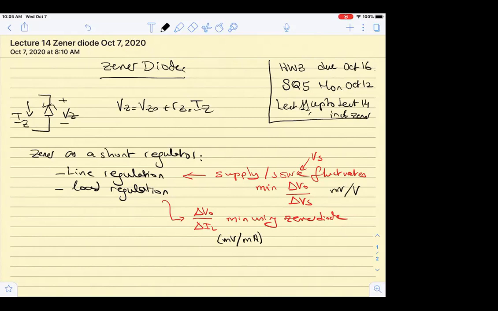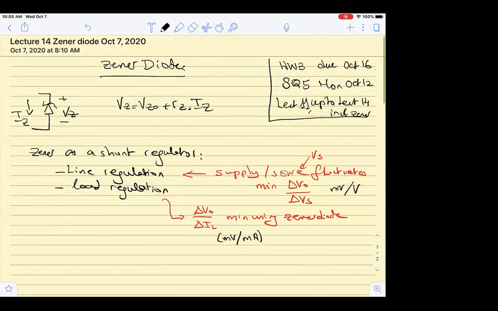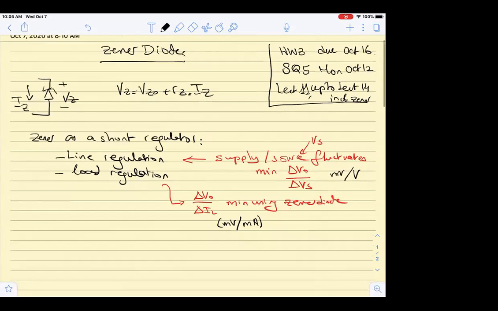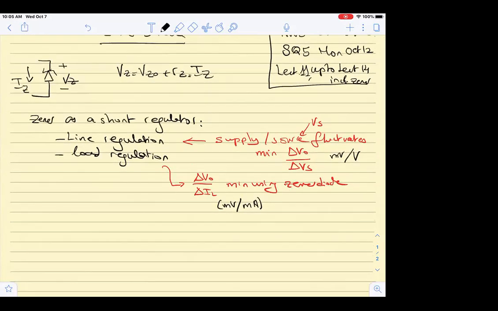Okay. Sorry, Professor. Yes, Nidal. Our line in red is the supply source. Supply or source fluctuation. Okay. Supply or source fluctuation. Thank you. You're welcome. Okay.